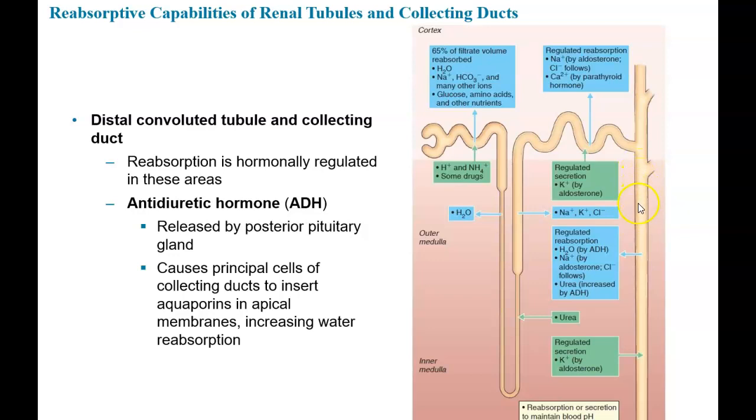the collecting duct. Because when ADH is released into the blood, it causes the cells of the collecting ducts to insert the aquaporins. And so this increases the water absorption. So more water is reabsorbed back into the body and less water is produced as urine. Or there's less water that leaves the body as urine.